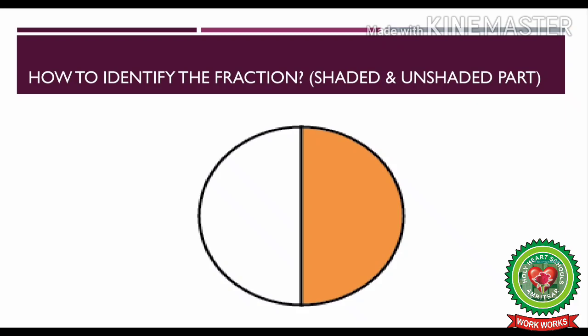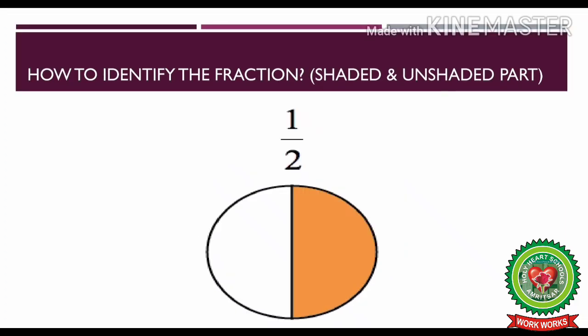Look at this circle. This circle has been divided into 2 equal parts and the colored part is 1 out of the 2 equal parts. So, we can write it in this way, 1 upon 2. 1 is the number of parts that is shaded or colored and 2 is the total number of parts.